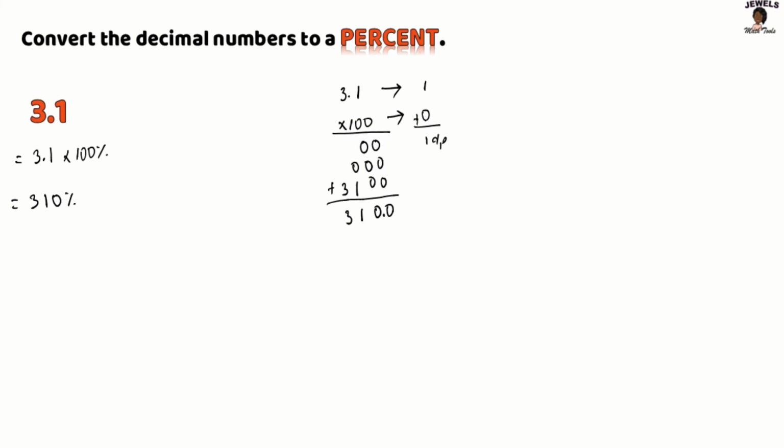Okay, so there you have it. We just converted our decimal number in the tens place into a percentage, which was pretty easy. All we had to do is go through our multiplication, input our decimal point in our answer, and just like that we had our percentage.